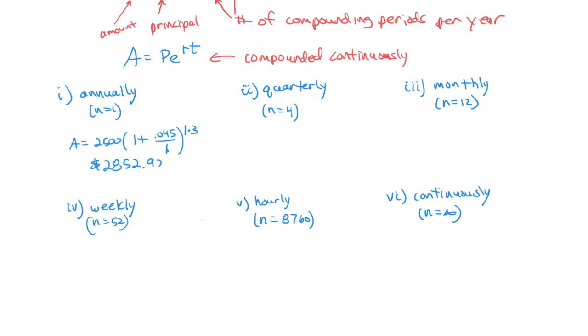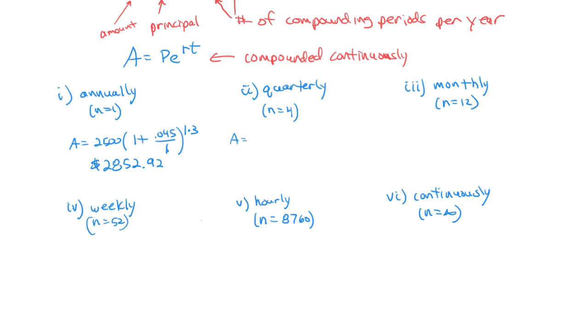So I get 2852.92 for this one. What that means is, if you look at this, the original loan was $2,500, so this person paid $352.92 in interest. All right, so now if we try quarterly, the thing that's going to change is n. So n was 1 here, so it's going to change to 4. So let's see what difference this makes.